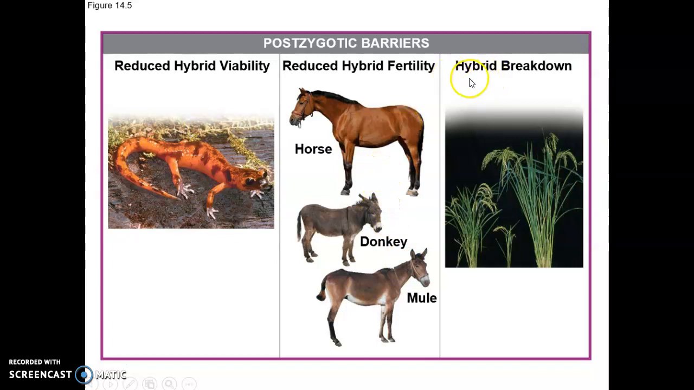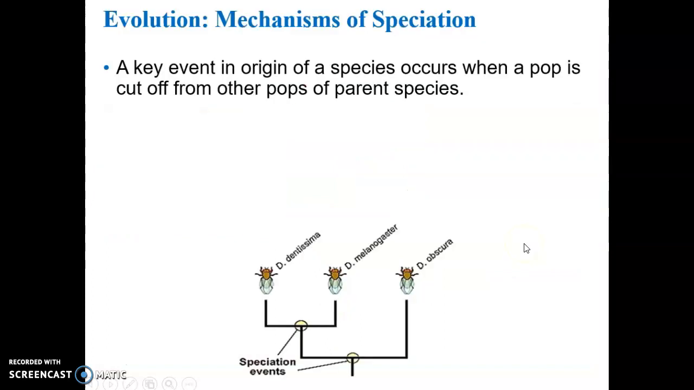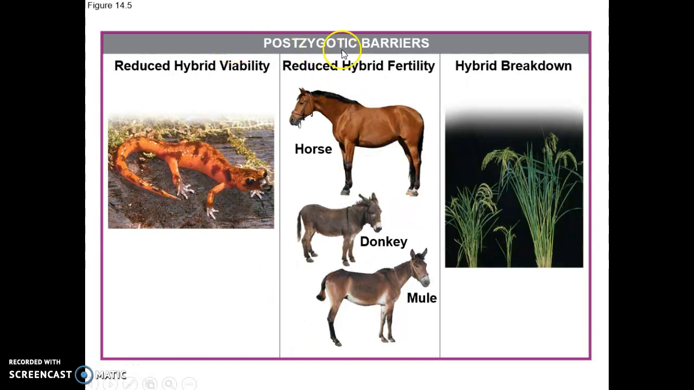And then this last one, hybrid breakdown, with the example of plants here, grasses, they produce a viable, even fertile offspring, but over time it breaks down and doesn't do so well because of the genetic problems of it being produced by two members of what are still classified as different species. Okay, so post-zygotic barriers prevent different species from producing healthy, viable, long-term fertile offspring. Okay?